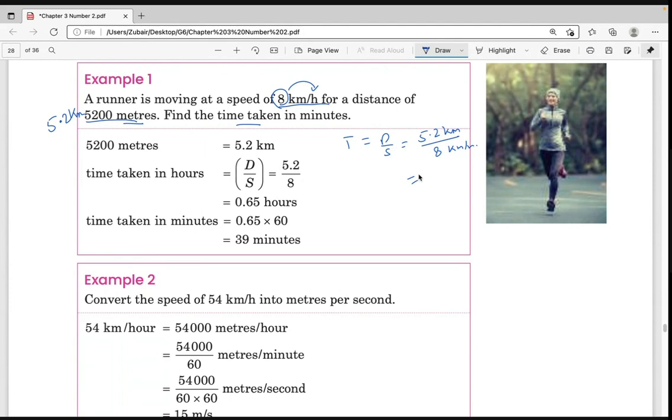Using calculator, 5.2 divided by 8 is 0.65 hours. Now for hours to minutes, you can multiply it with 60 and you'll get the time in minutes. We're getting 39 minutes.